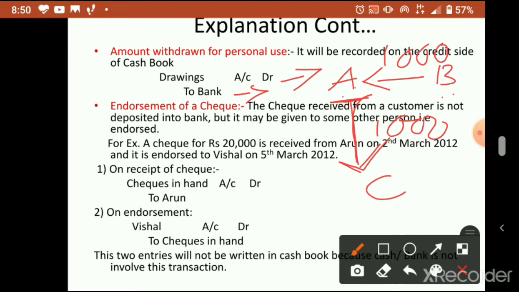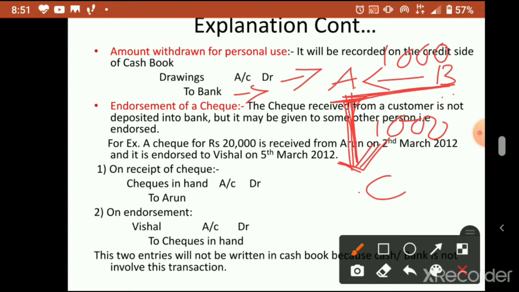This transfer of a check or any monetary or financial instrument is known as what? Endorsement. So now A endorsed the check to C. A received a check from B, but A has to give money to C. So A has transferred the check to C by endorsing it. In business language we call it endorsement.